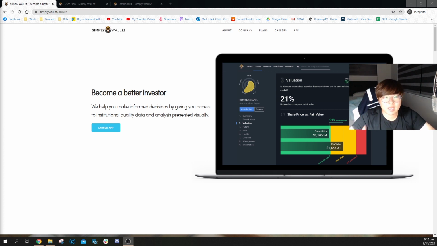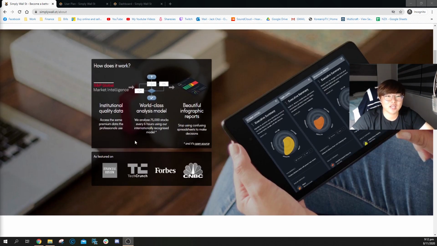So this is the main page right here. Become a better investor. How do they do that? They get the data from S&P Global Market Intelligence, and they would probably get it from places like the New Zealand Stock Exchange, ASX, NASDAQ, NYSE, CBOE. From all these stock exchanges, basically they gather all the data and they do some world-class analysis.